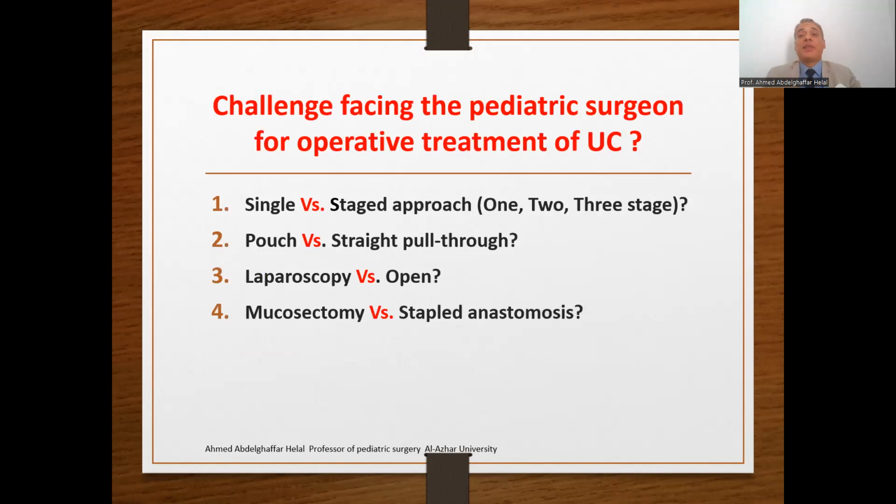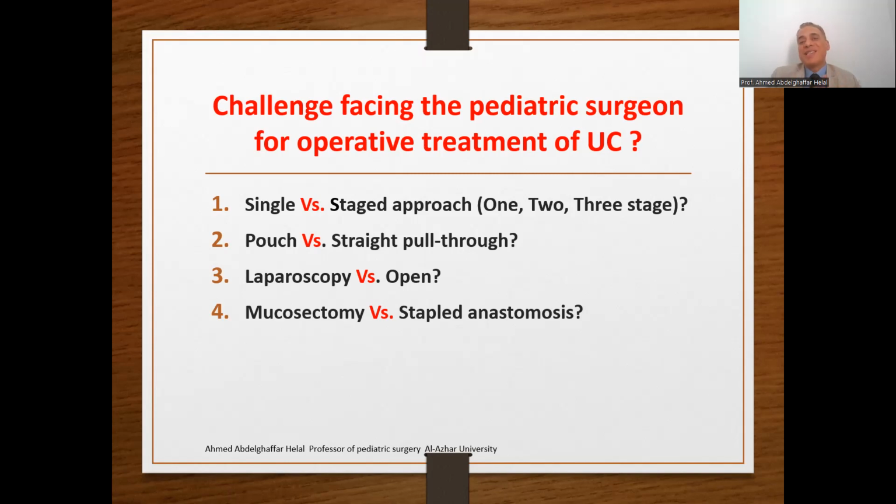The challenge facing the pediatric surgeon in the operative treatment of ulcerative colitis is whether to perform single-stage surgery or a staged approach. You can perform removal of the colon and rectum, total proctocolectomy, and perform the ileoanal anastomosis directly in one stage. This will be rapid. No need for multiple surgeries. However, there is a high risk of complications, of leakage, of infections.